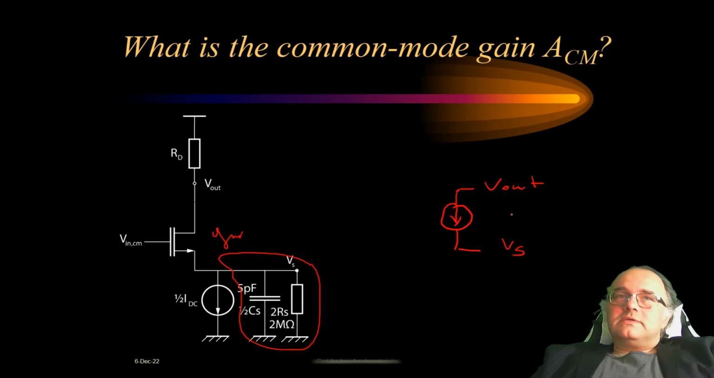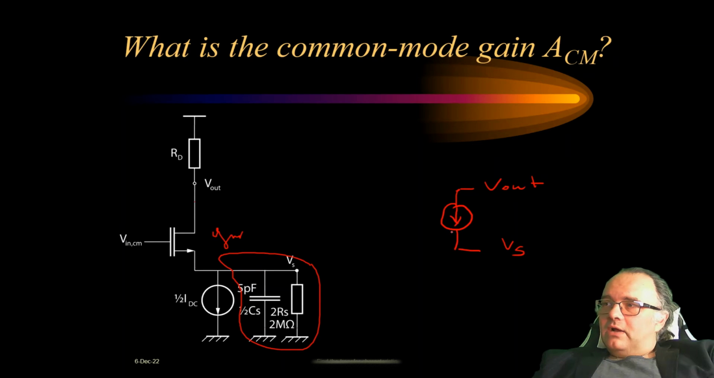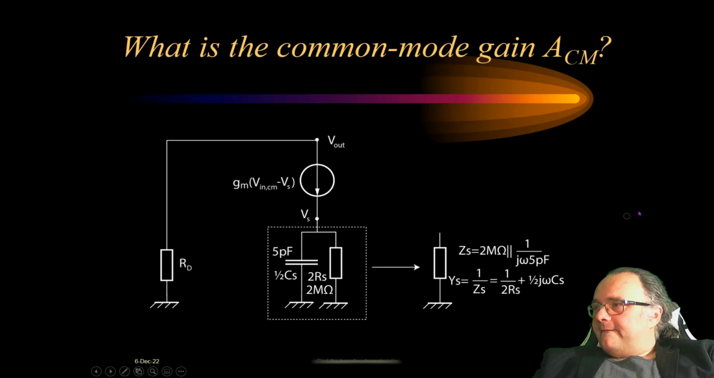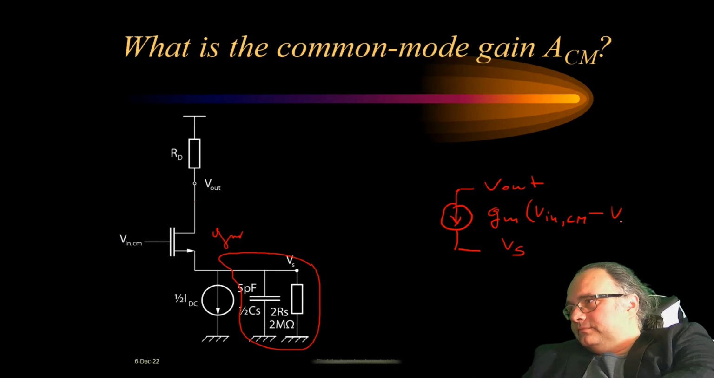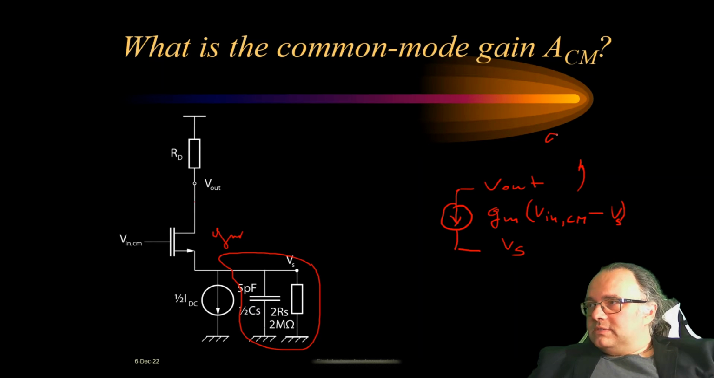And of course the current in this voltage dependent current source will be given by the Gm of the transistor times the gate-source voltage. For the gate we have the input signal at common mode, Vgate minus Vsource, which is Vs. So again, this is simply Gm VGS of this transistor.